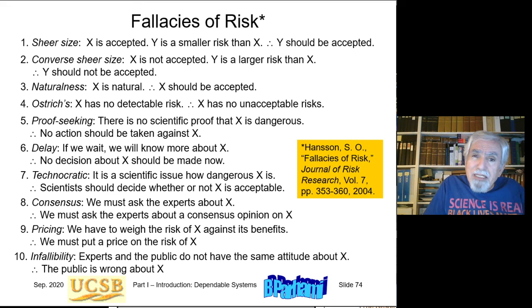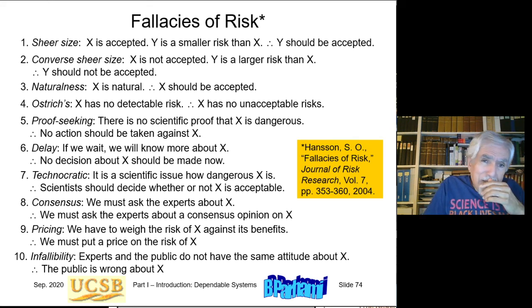One of the fallacies of risk is the fallacy of sheer size. If the risk X is accepted and Y is a smaller risk than X, then Y should be accepted also. This makes sense logically. If I accept risk X and there's another risk Y that is smaller, then I see no reason why I shouldn't accept that smaller risk. However, consider this example.